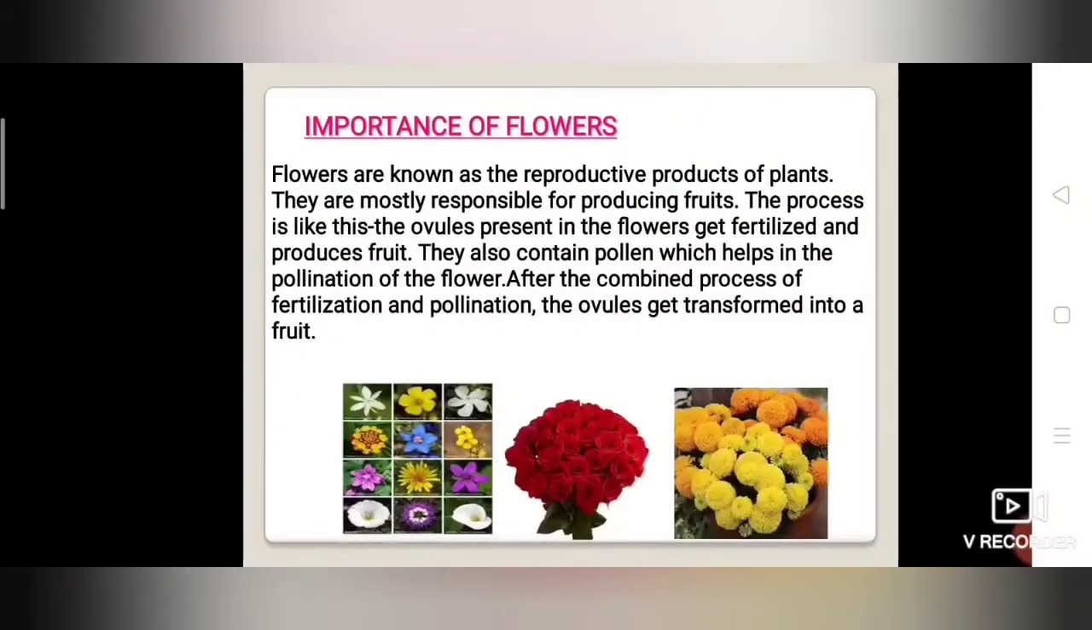Students, now I am going to tell you about the importance of flowers. Flowers are known as the reproductive products of plants. They are mostly responsible for producing fruits. The process is like this: the ovules present in the flowers get fertilized and produce fruit. They also contain pollen, which helps in the pollination of the flower. After the combined process of fertilization and pollination, the ovules get transformed into a fruit.